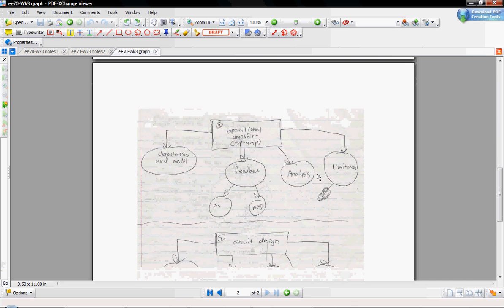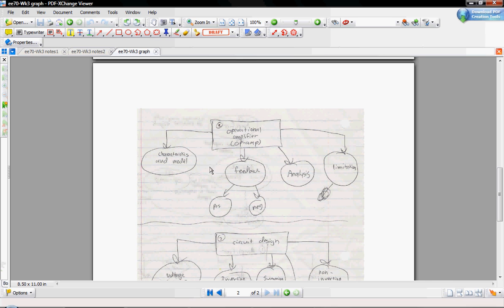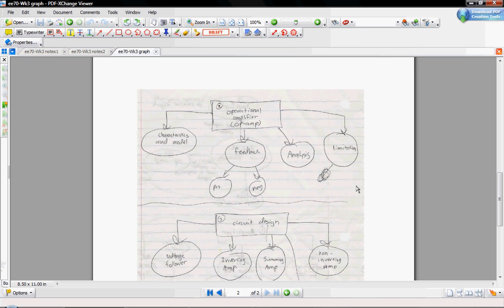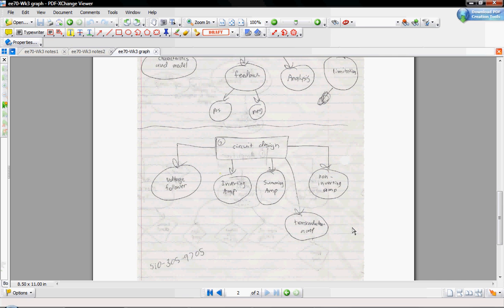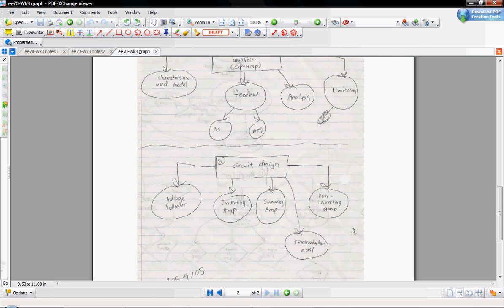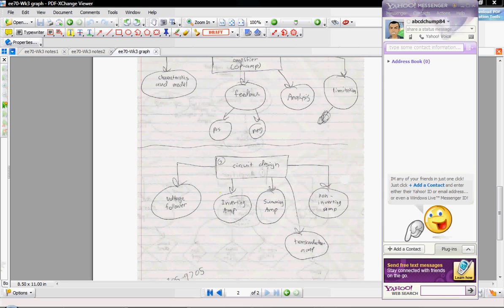Then breaking it down even more, we have the operational amplifier. We can describe its characteristics in the model. We have the feedback, both positive and negative. We can discuss the analysis and its limitations. And then we have circuit design with operational amplifiers. We can design voltage follower, inverting, summing, transconductance, and non-inverting amplifiers. Great, we have graphs, we have pictures. We get a sense at a high level of how everything fits together.